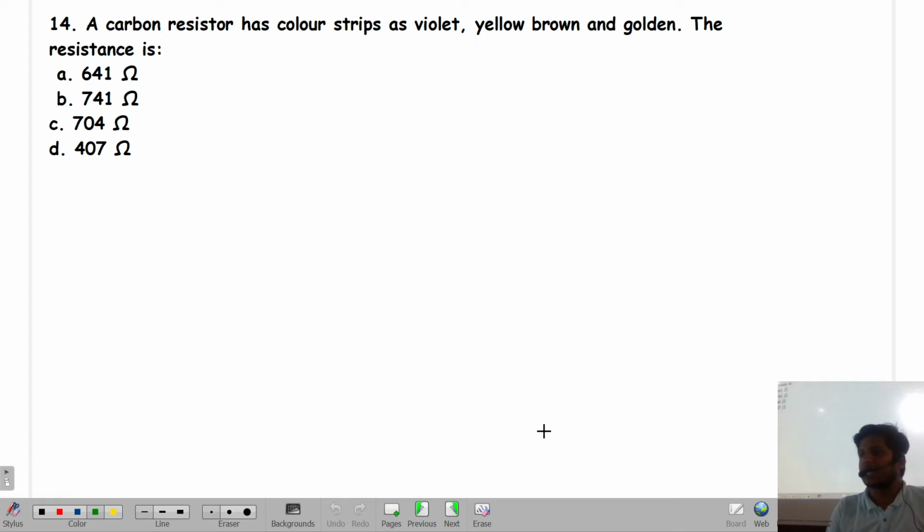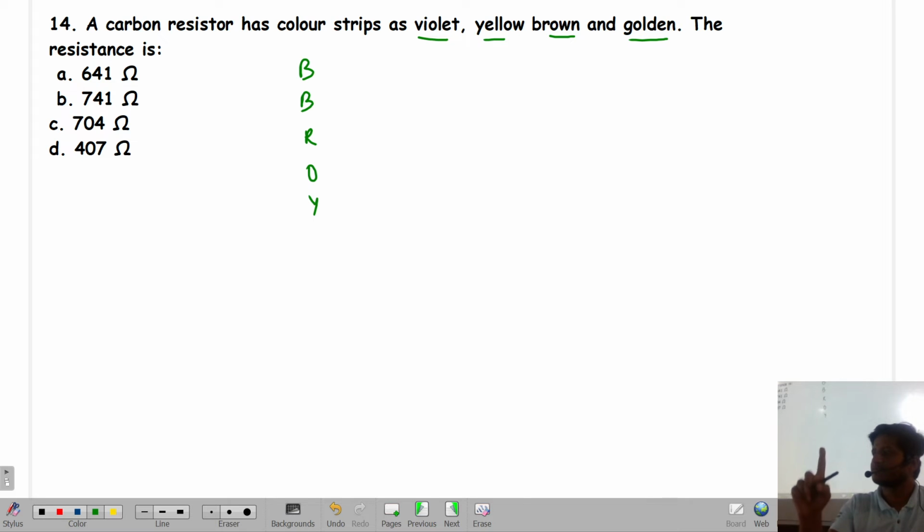Question number 14. Carbon resistor. What does it say? Violet, yellow, brown, golden. Yes or no? 741. So what is the trick? B B Royal of Great Britain. So now I write B again.